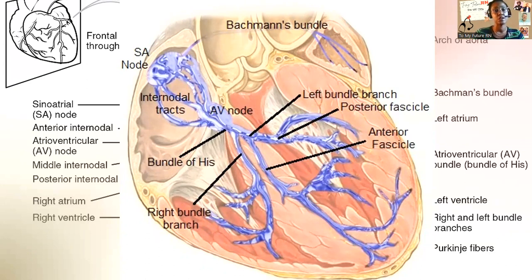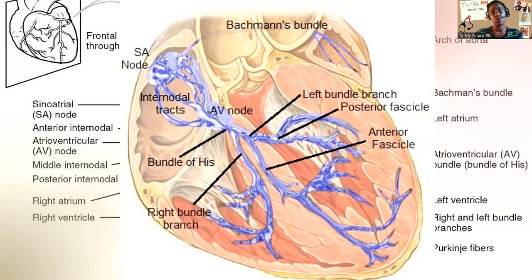The impulse is going to travel down the internodal tract in the atrium, and then it's going to go down into the AV node, which is the backup pacemaker. As a backup, it's not going to be as strong or as efficient as the main pacemaker. It's just a backup generator, you might say. And that fires at a rate of 60 to about 40 beats per minute.